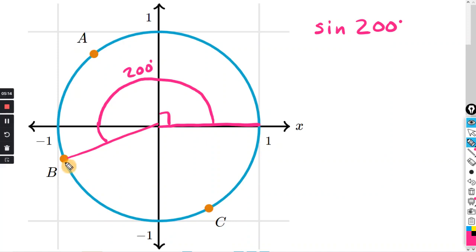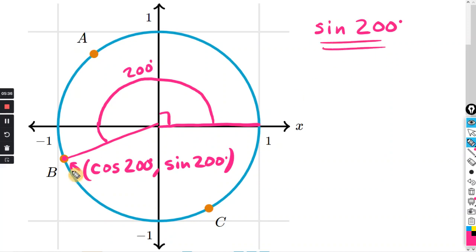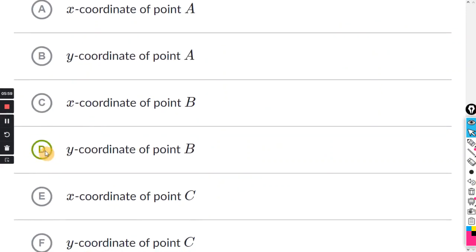And B is the coordinates for the point B right here. Remember, the cosine is the x, so cosine of 200 degrees is the x, and the sine of 200 degrees is the y for point B. So the sine of 200 is the y-coordinate of point B. Answer D.